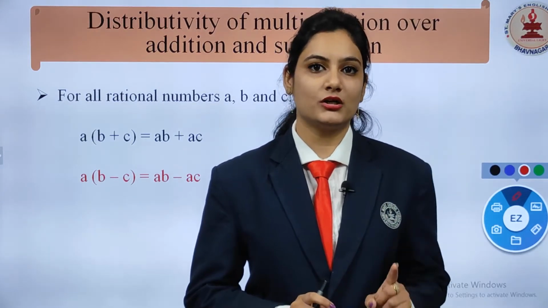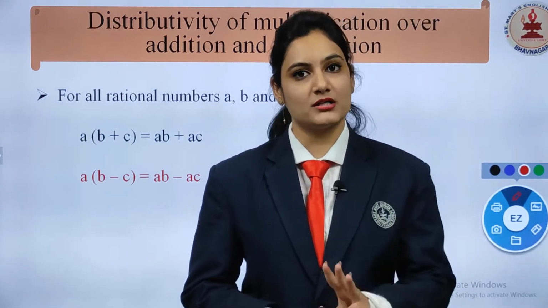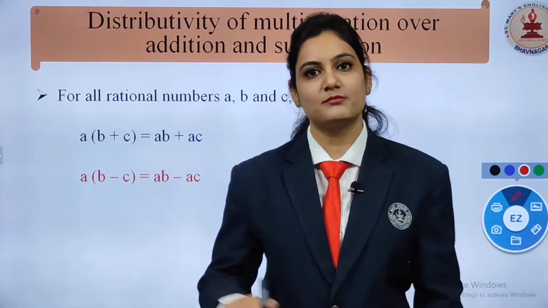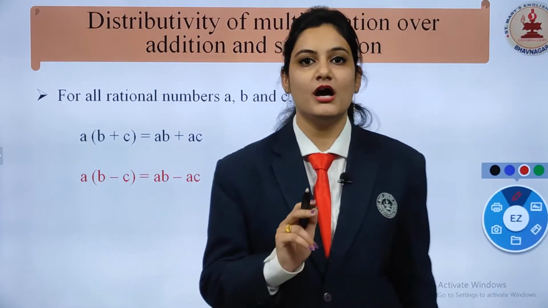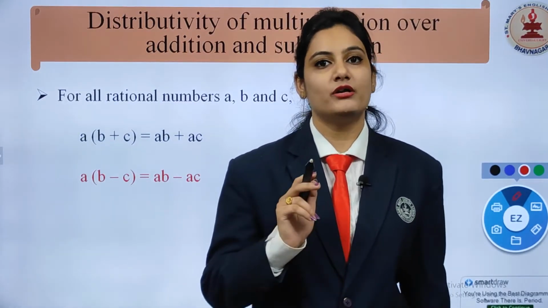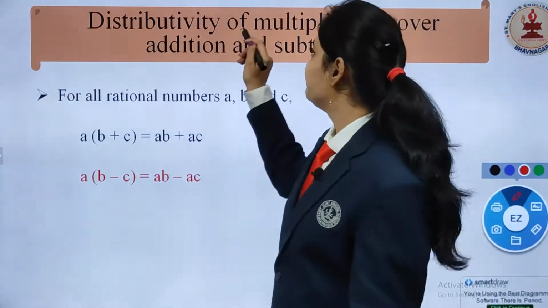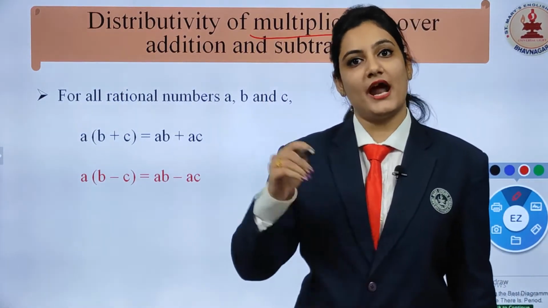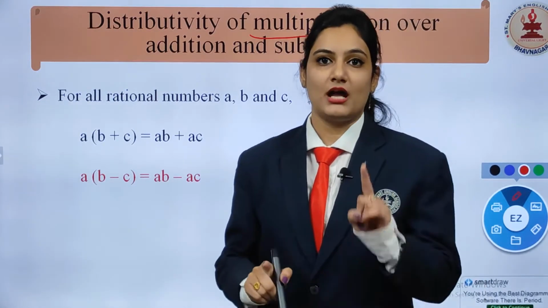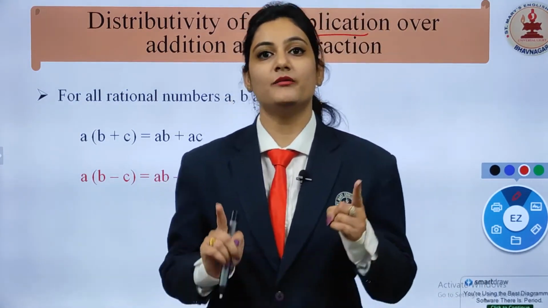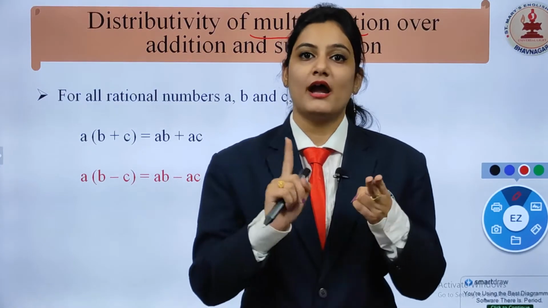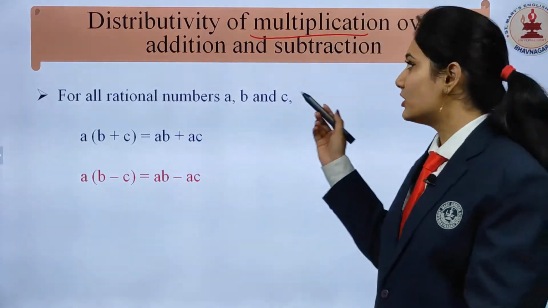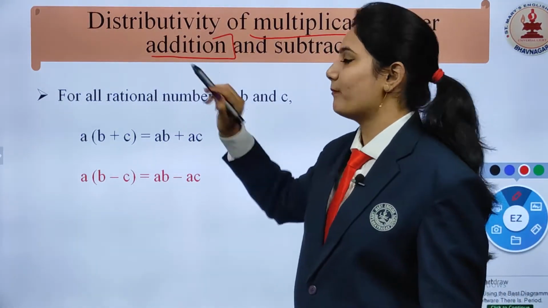Before that we learned the closure, commutative and associative properties for whole numbers, integers and rational numbers, but distributivity we will learn only for rational numbers. Okay children, now we will do distributivity of multiplication over addition and subtraction. So how many operations are involved here? Multiplication, addition and subtraction, these 3. Now, multiplication over addition is the first property.